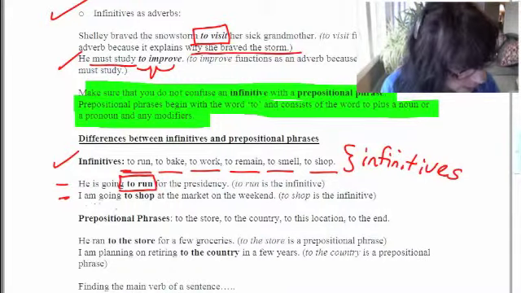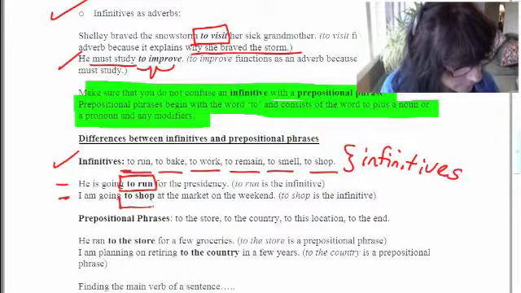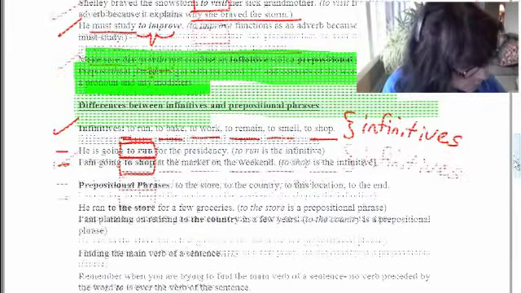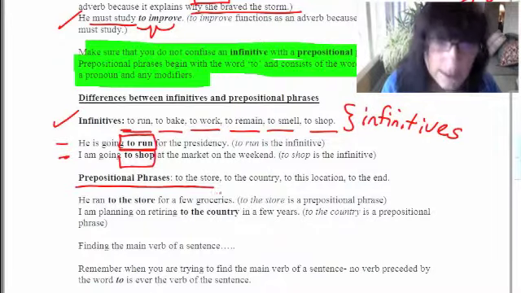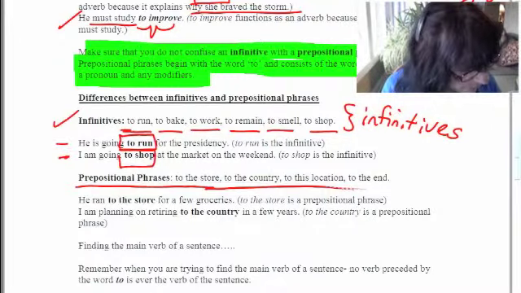I am going to shop at the market on the weekend. In this one, I am going is the main verb. To shop is your infinitive. You've got to plus the verb shop. But now look at the difference in a prepositional phrase. It does use the word to, but there's no action.